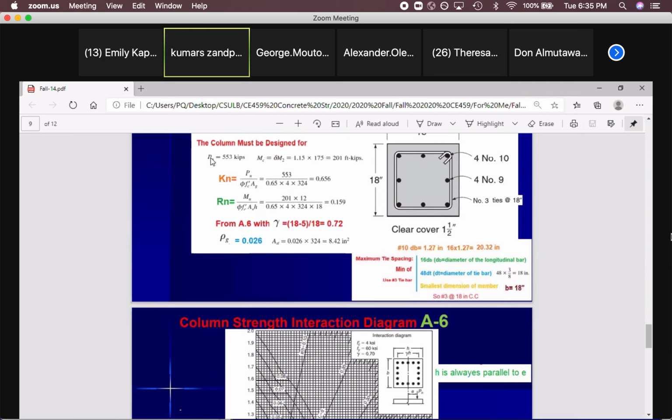So we had the loading. We assumed something for the dimension of the columns. Then based on this, we came up with the size of the rebar. Is that clear? Yeah, it makes sense. And that equation your mouse is on right now, what are those variables that we plug in, the 0.026 times 324?